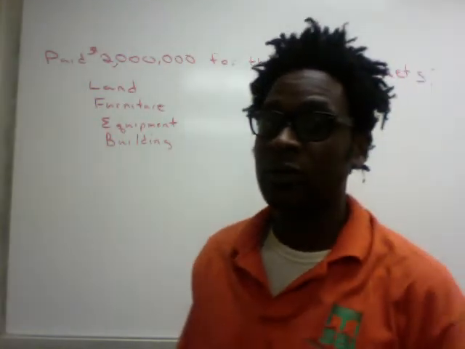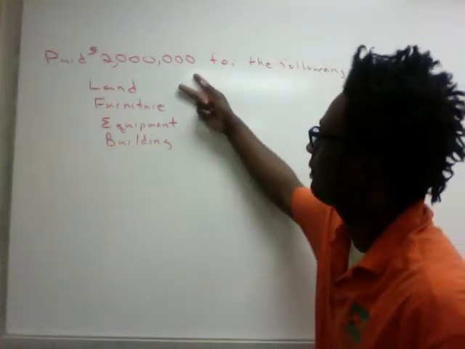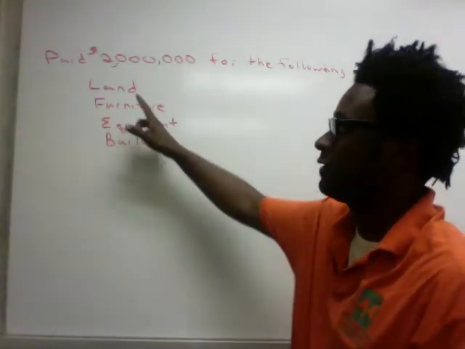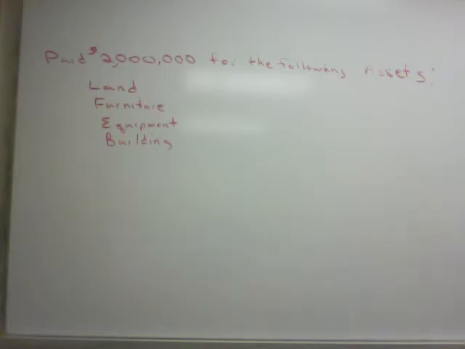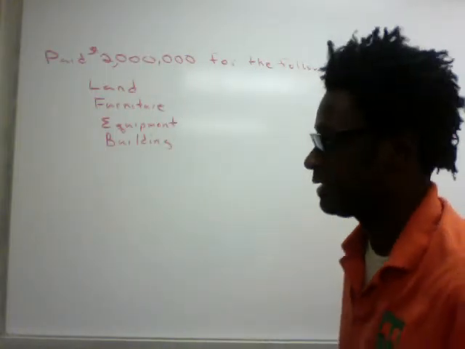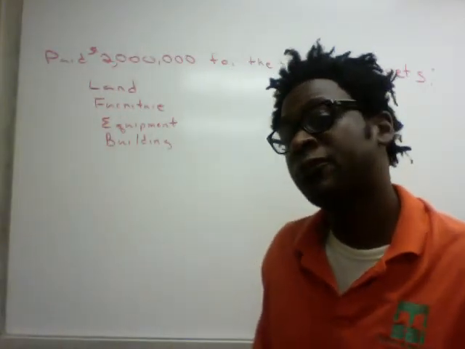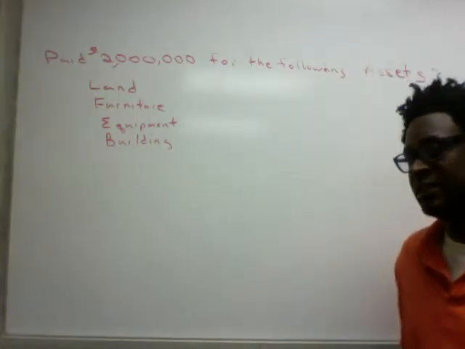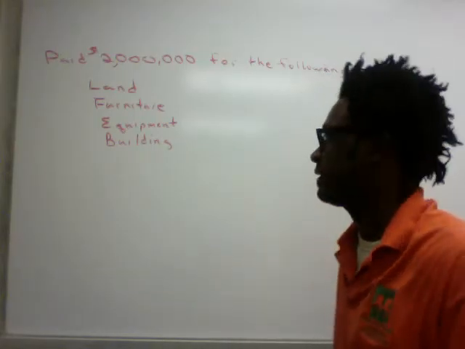But remember, we have to record each individual asset on the books. And therefore, we have fallen into a difficulty of trying to figure out how much of this $2 million is going to land, furniture, equipment, building, etc. So what we must do is find the market value of all of these assets. For your practical purposes, the market value will be given. Sometimes you see the words fair market value or market value. Basically, it's similar. It's saying what the market feels the value of this asset should be.